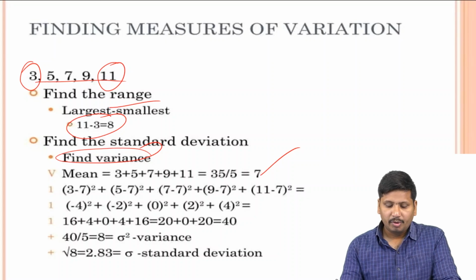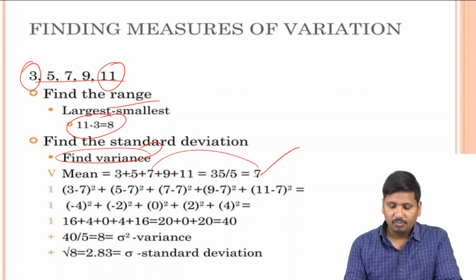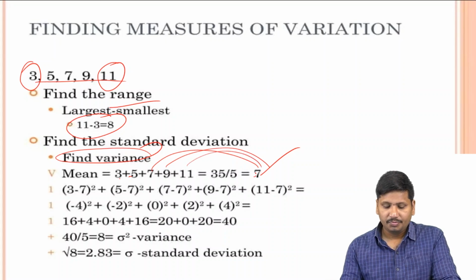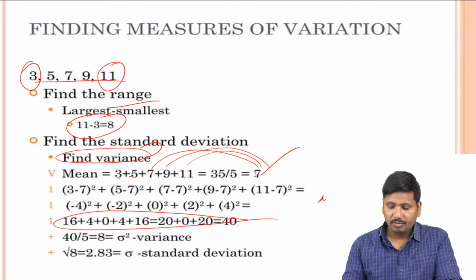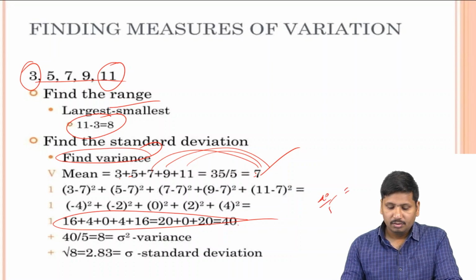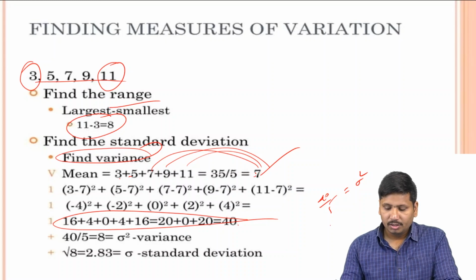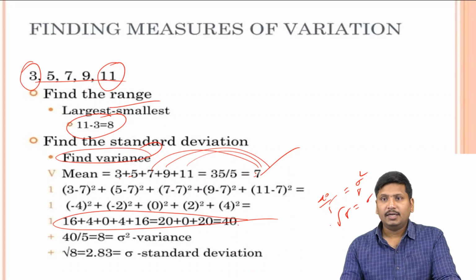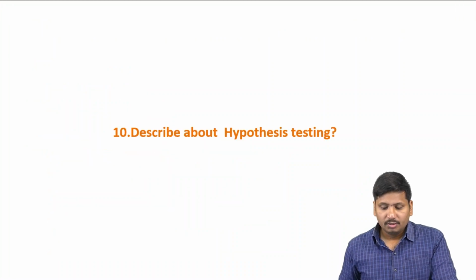And then for each value, you have to subtract the mean value. So 3 minus 7, 5 minus 7, 7 minus 7, 9 minus 7, 11 minus 7. Once this is done, we are going to get the value that should be divided by the sum, and then I'm going to get the sigma square, that should be the variance. And if I apply the square root of variance, then that should be the standard deviation. So like this, we're going to get all the values here.